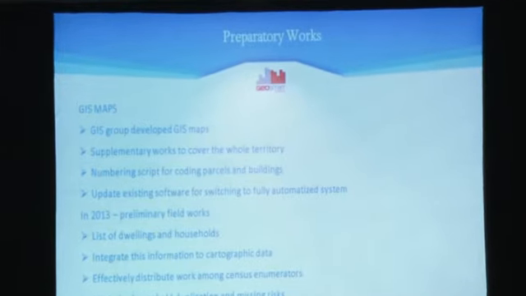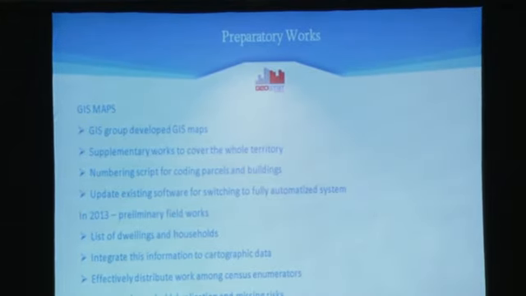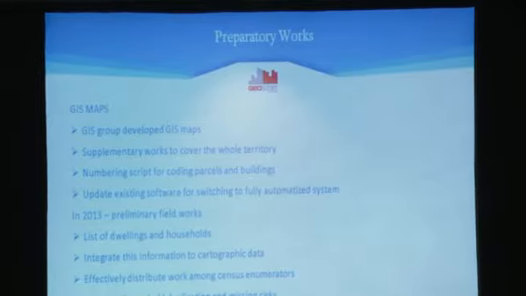Geostat started preparatory work for the general population census in 2006. One of the principal parts of that work was to implement GIS in order to create digital cartographic materials and use them in the census data collection and dissemination process. Supplementary work was done to cover the territories where cartographic material was missing. In addition to this, a numbering script was prepared in order to give its own code to each parcel and building located on it throughout the country territory.